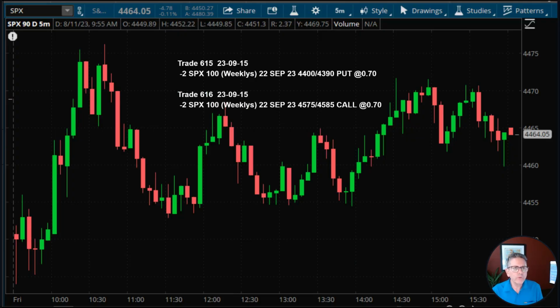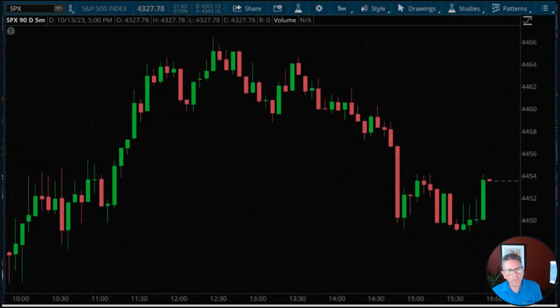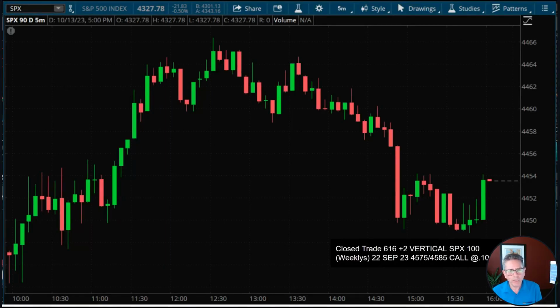So we put on 2 SPX contracts and put on a put spread, and we put on a call spread. And so that position gave us a premium of $1.40, right? Okay. Now the market went down, you can see there, and what we did basically was to close out this position. So I closed out this position, right? And so we still had this position.